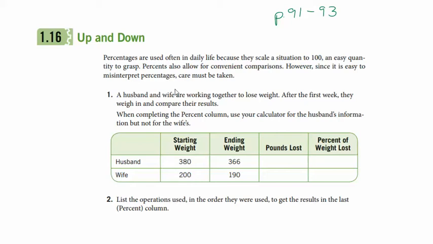Well, to find that, we're going to subtract, right? So we're going to take 380, subtract 366, and he lost 14 pounds. All right, good job. Now the percent of weight loss, the way we're going to find it is you take how much weight he lost. He lost 14 pounds out of his original weight of 380. So if we take 14 divided by 380, this is where you need your calculator. I'm going to write down everything that's on my screen, and then we can talk about how to interpret this.